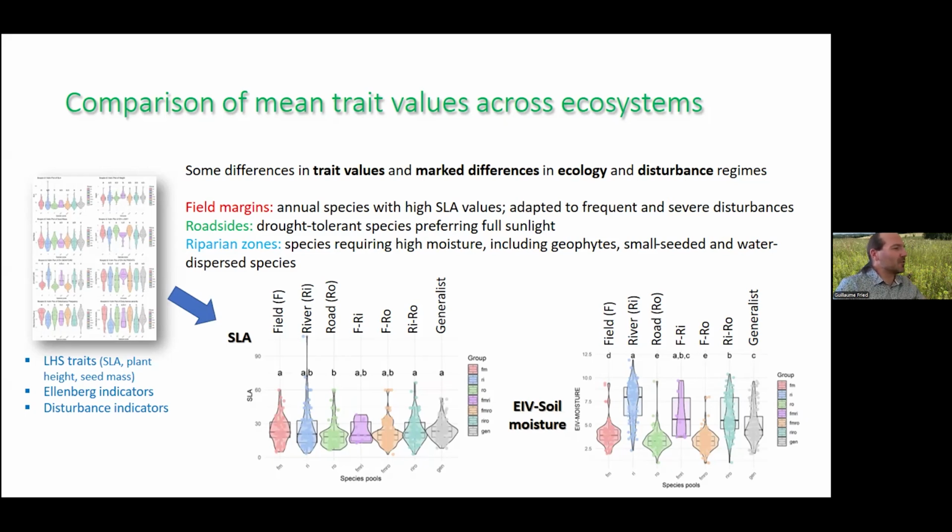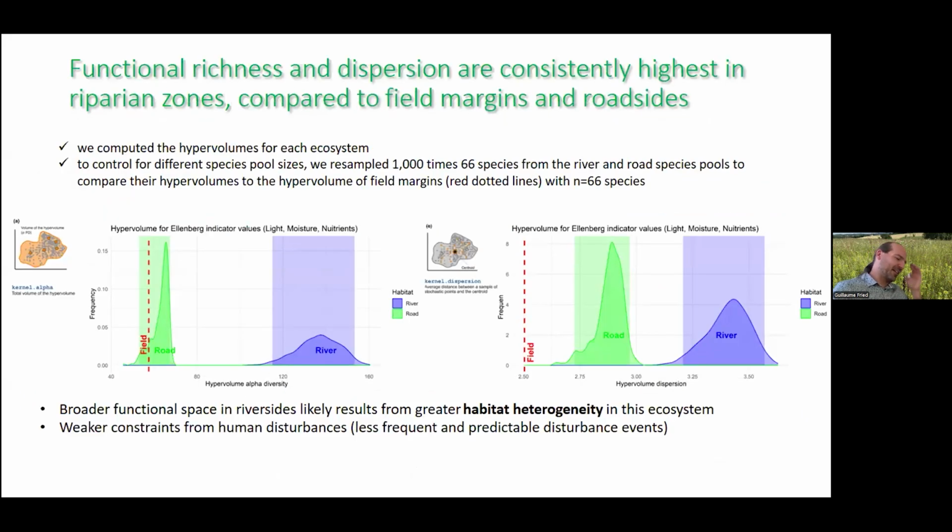So these are about the mean condition reflected by the species. But what is also interesting is to see on the box plot, for example, that the range is much higher for river compared to field and roads. And this is what we investigated when we analyzed the functional diversity of these three species pools.